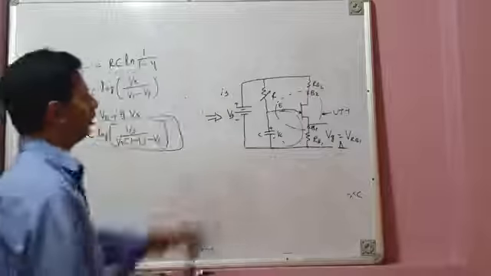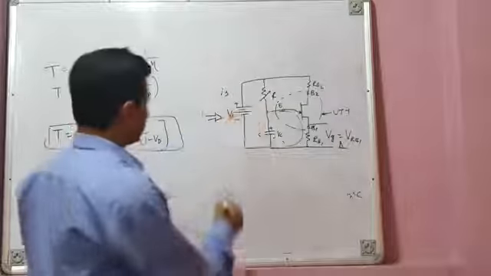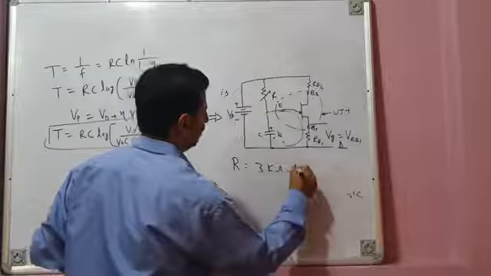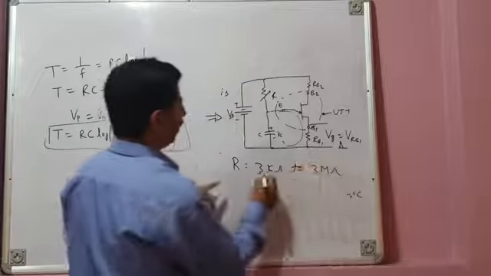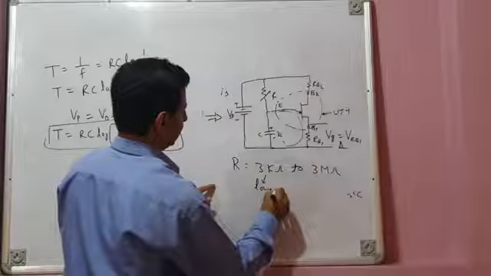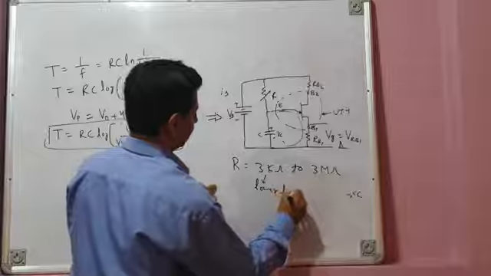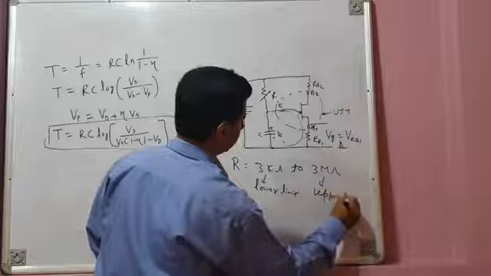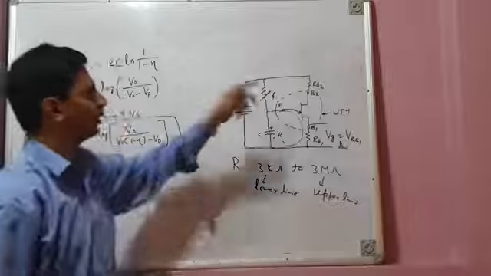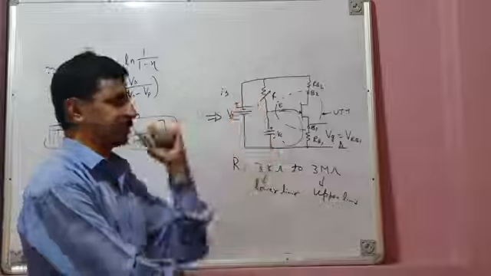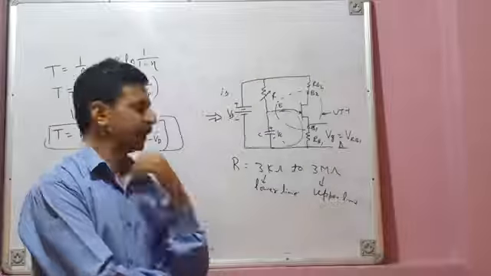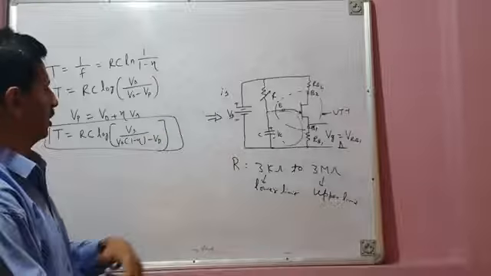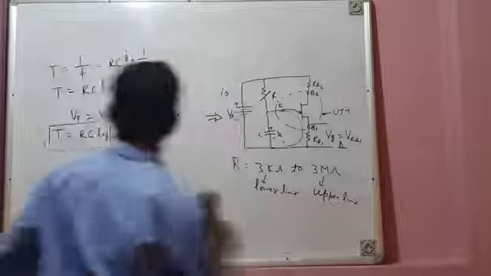Now what will be the value of this R? This R has a range of values. It can be 3 kilo ohms to 3 mega ohms. It has a lower limit. This is the lower limit. And it has an upper limit. This is its upper limit. How do we decide what should be the lower limit of this variable resistance and what should be its upper limit? Its lower limit and upper limit are decided by certain considerations. The consideration is, let me discuss that with you.